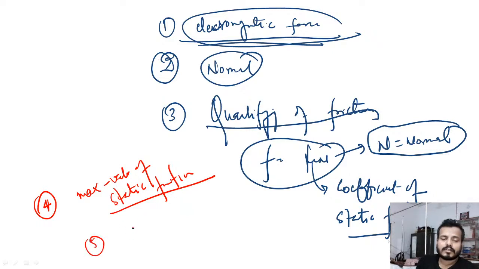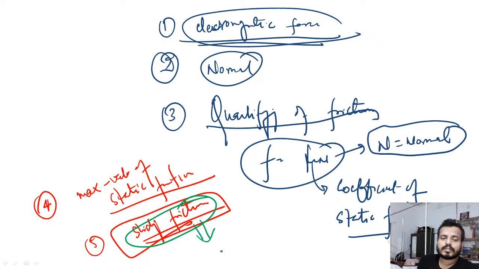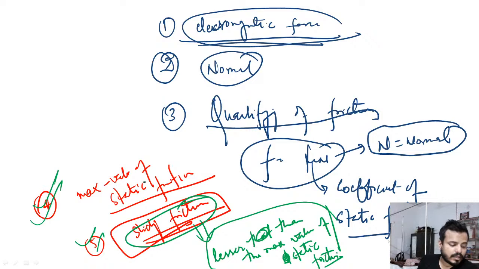Then there is a friction which is called sliding friction. It appears when the sliding starts happening. This is your sliding friction. It is lesser than the max value of static friction. So these are the things that we did today.